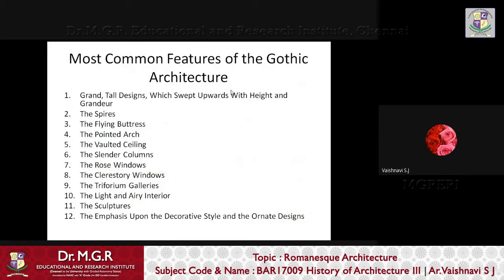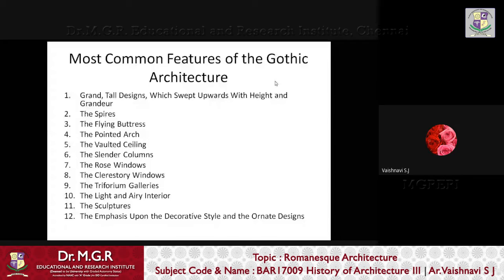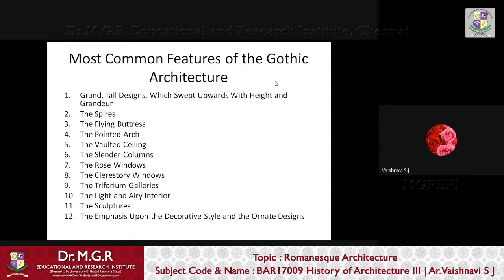Now the main common features of Gothic architecture. It had grand, tall designs. All the Gothic style buildings were very tall and very grand. The height was achieved in Gothic architecture only because of the flying buttresses. Since they had this support given externally using the flying buttresses, they were able to achieve more height. That's why all the churches in Gothic style have more height, and then they used spires. We'll see what spires are. The next one is the flying buttress, and the fourth one is the pointed arch.